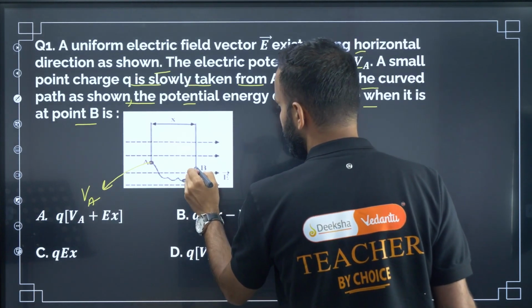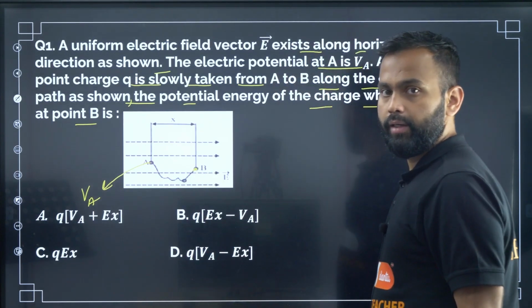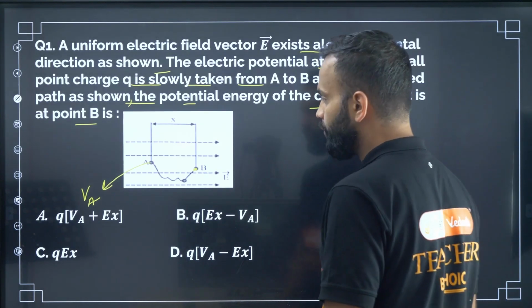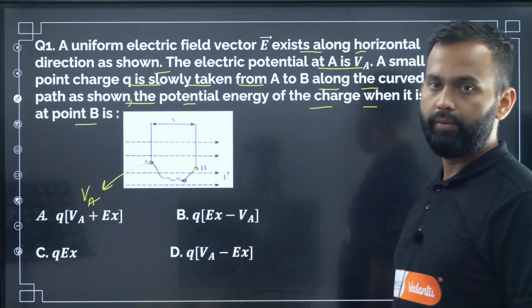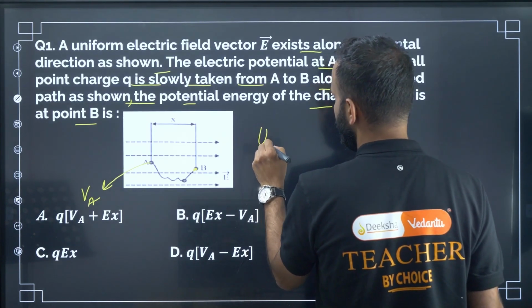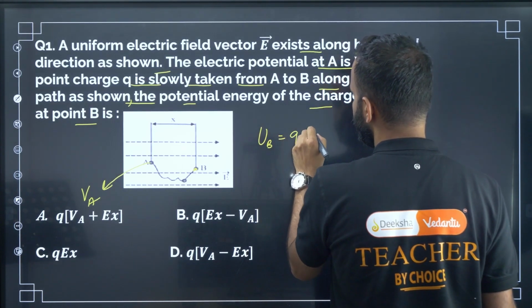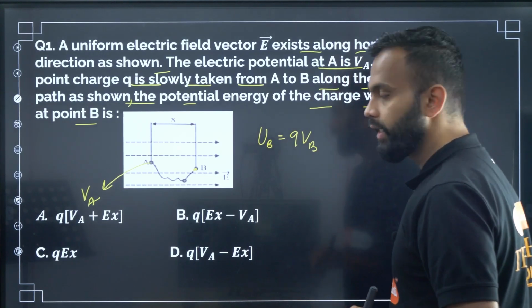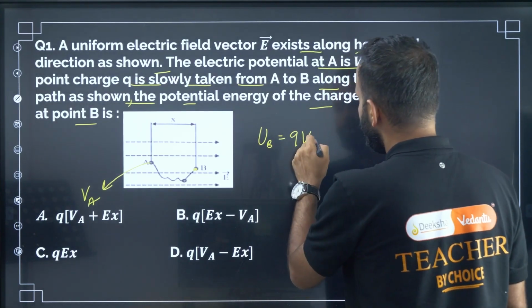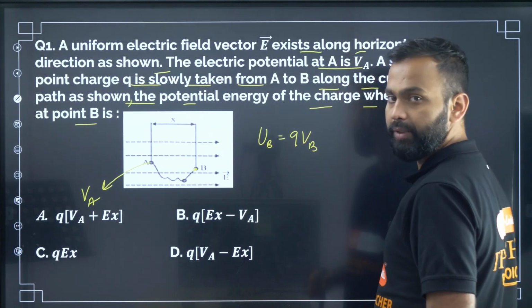We need to find the potential energy of the charge when it is at point B. First, let us find the potential at point B. Then the potential energy of the charge at point B is equal to Q into VB. That's it. So let us find VB.